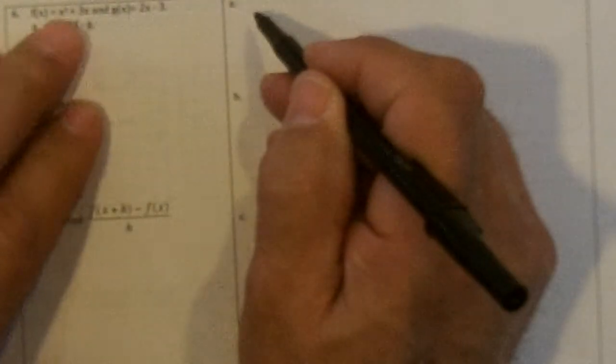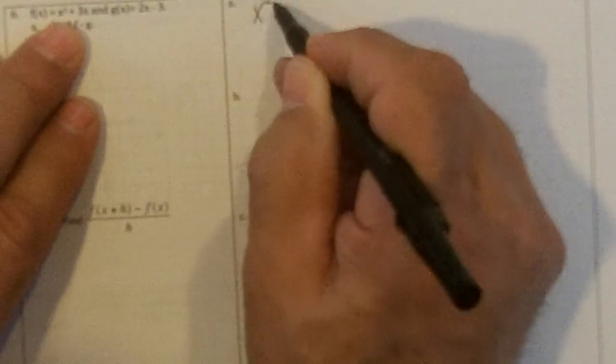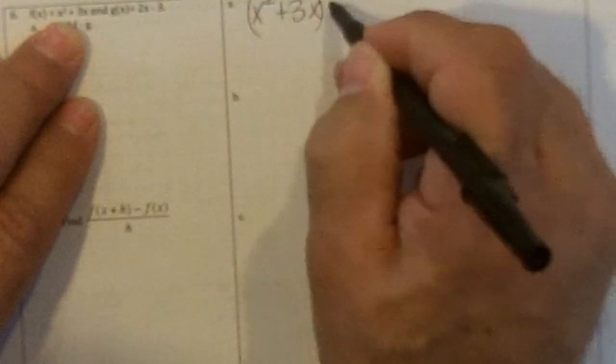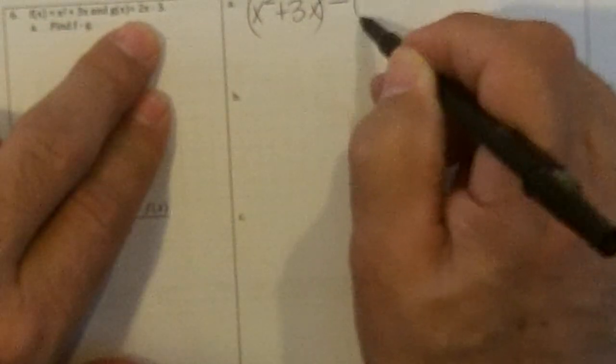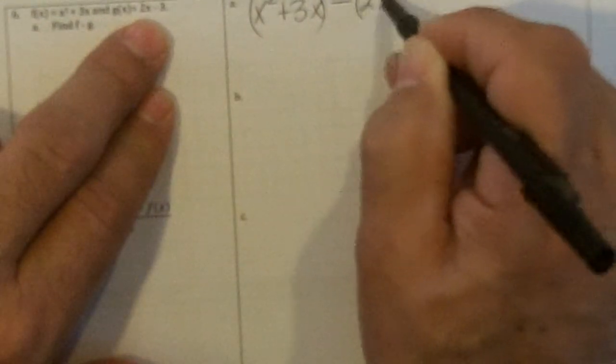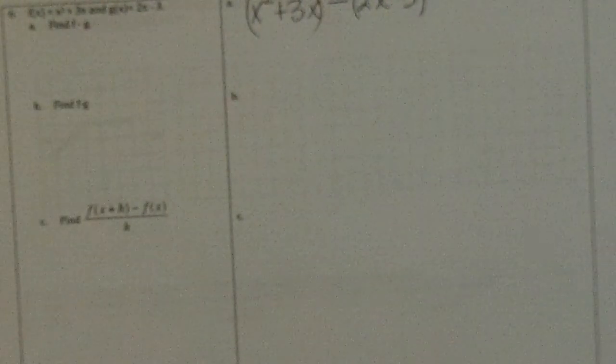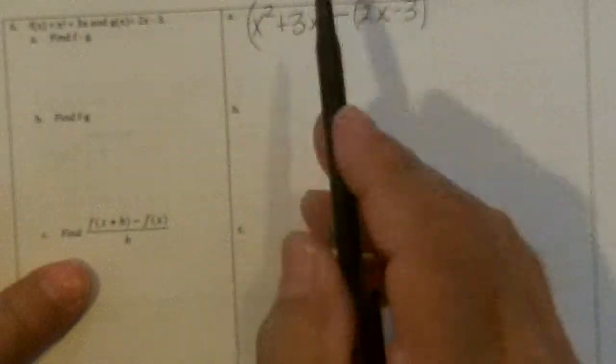6. We're supposed to do f minus g. So f is x squared plus 3x. Put that in parentheses, minus g, which was in parentheses 2x minus 3. Some of you refuse to put the parentheses on, and then you continually miss them. Can't do much about it if you refuse.